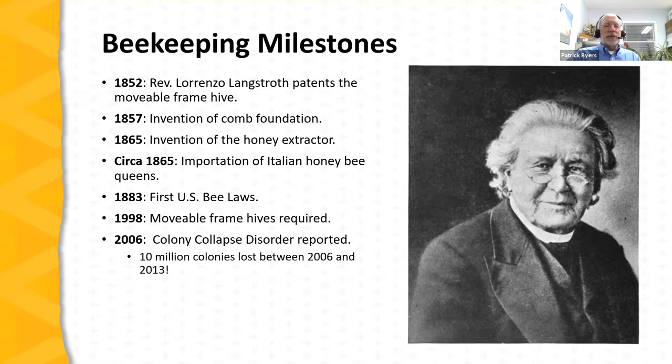And then 2006, this was the first year that we had a widespread report of colony collapse disorder. This has been extremely disruptive to beekeeping, both at the hobby level and also at the commercial level. For example, in the 7 years between 2006 and 2013, US beekeepers lost 10 million colonies. This is just an astonishing number. And we'll talk more about colony collapse disorder a little bit later on.